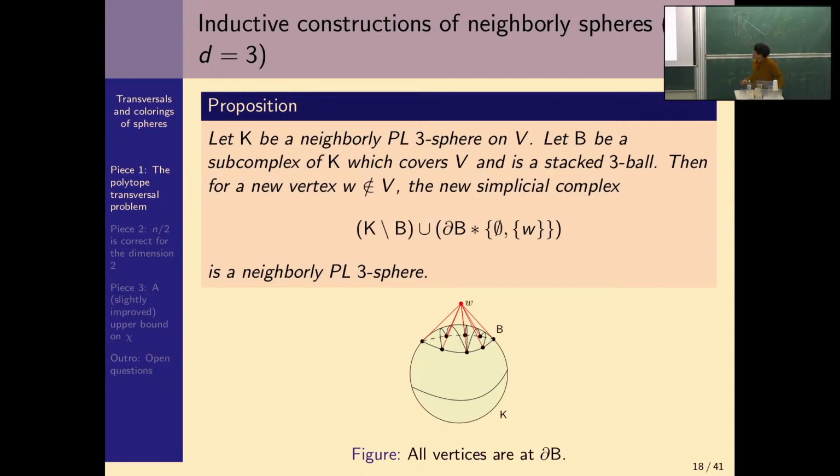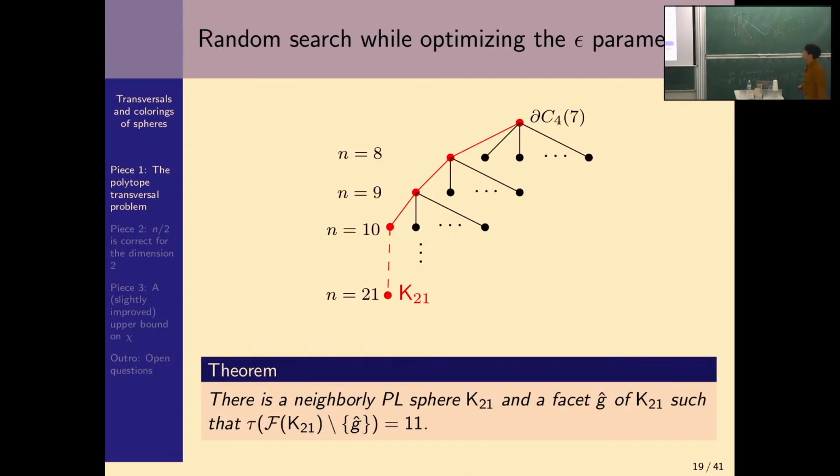Okay, so this is the inductive construction, and this is the main ingredient that I wanted to use. So basically what I did was the following: this is the construction by computer experiment.